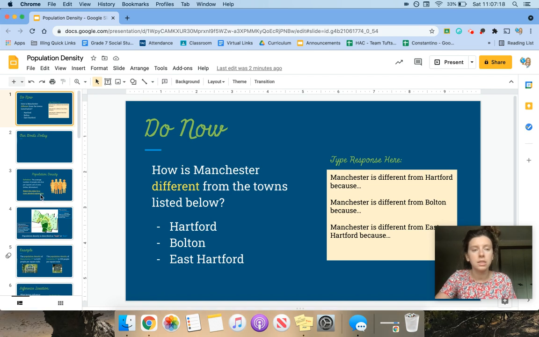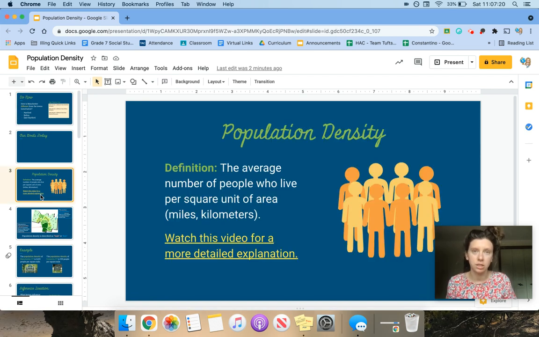Now, this lesson is going to be introducing population density to you. We looked at the population density of Japan last week when we did the thematic map activity. And to review, population density is the average number of people who live per square unit of area. That might be miles or kilometers.